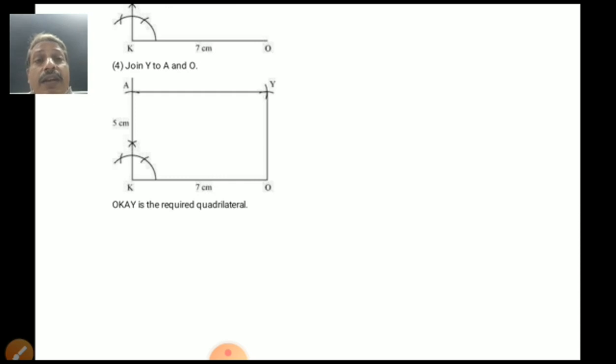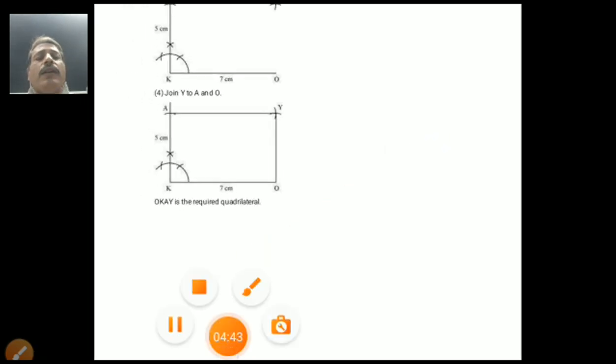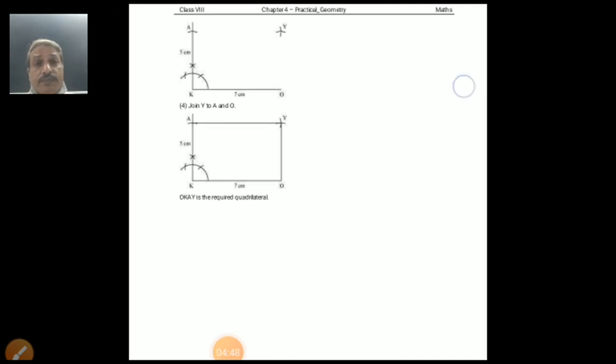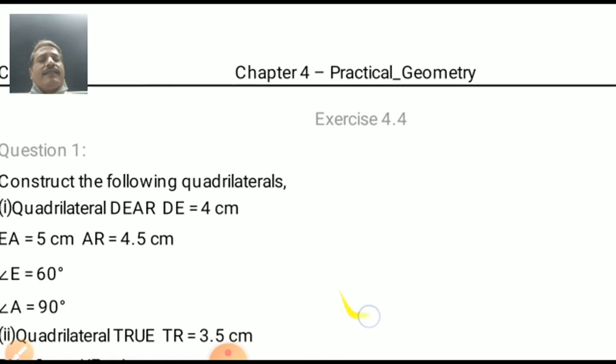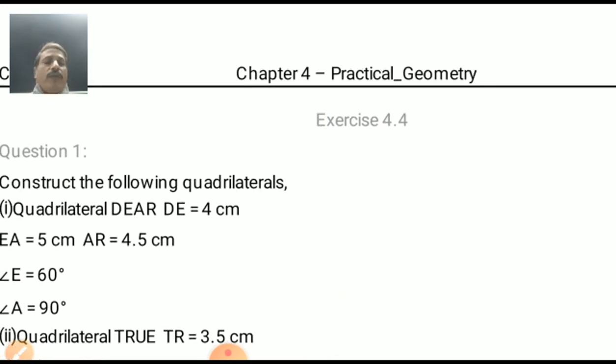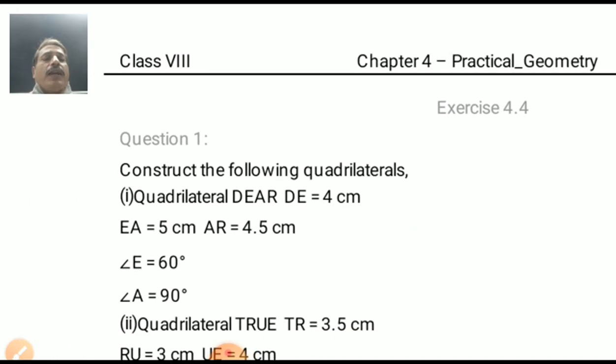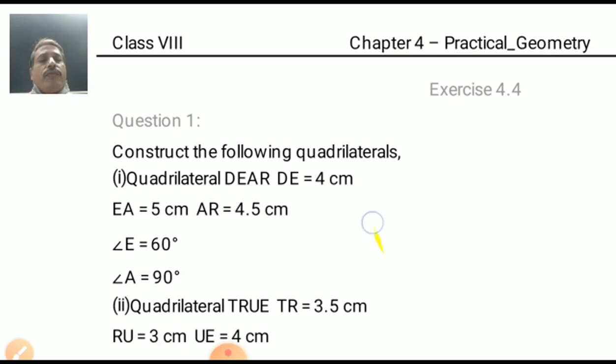How much time did it take? Only 4 minutes. Your homework time. Last, exercise 4.4 and 4.5, two more are there. 4.4 has 2 questions and 4.5 has 5 questions. We will move a little fast.